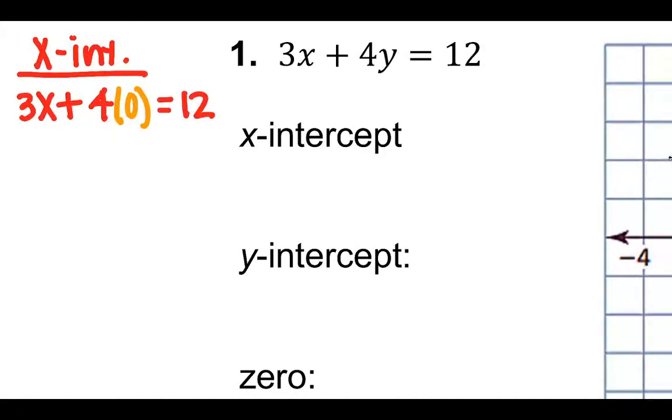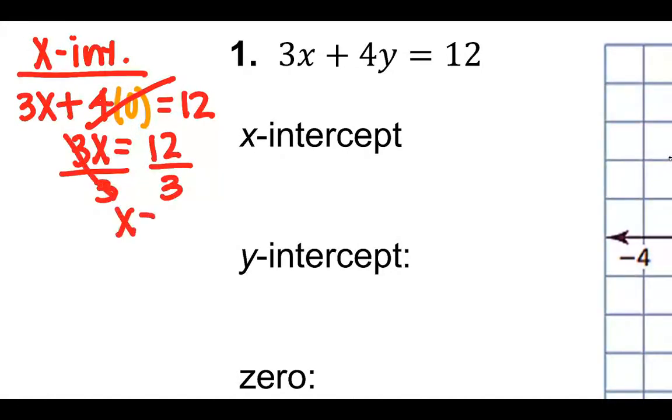Solve for x. Well, 4 times 0 is 0, so I'm left with 3x equals 12. Divide by 3, and I've got x equals 4. If I were to put this as a point, though, it'd be (4, 0). Right?